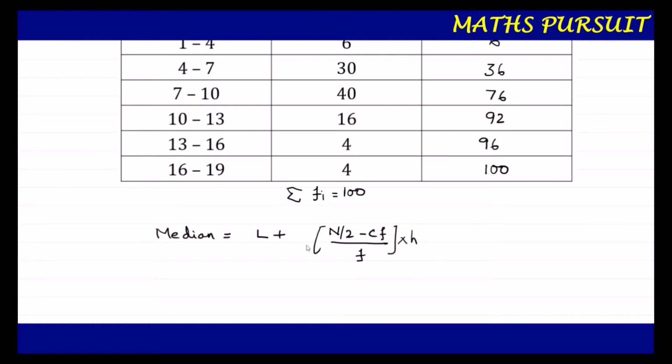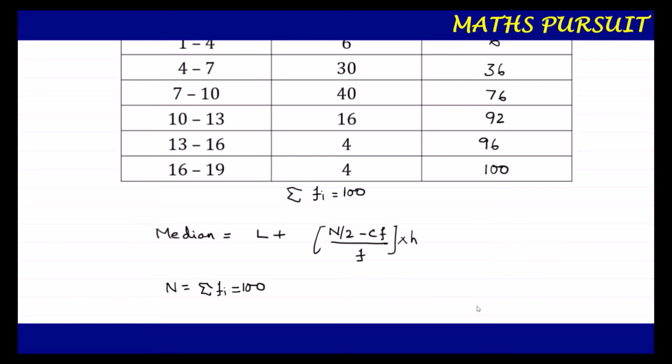This is the formula for finding out the median. Now guys, what is n by 2 here? Before finding out n by 2, we need to find out n, then only will we divide it by 2. Now here n is equal to the sum total of the frequency, that is 100.